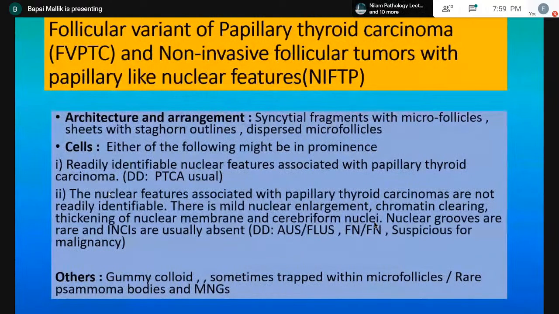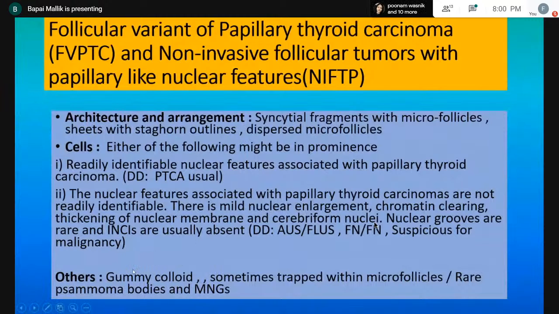But there have been situations where you have some amount of colloid in the background. Sometimes, if you are not very aware, you might see the colloid and even call it benign. But more often than not, you would be a little bit careful. Now, with the popularity of this particular phrase, AUS/FLUS, you might put it in that group, right? But usually not, because the cellularity is pretty high. So more often than not, you would possibly put it in the follicular neoplasm / suspicious for follicular neoplasm group.